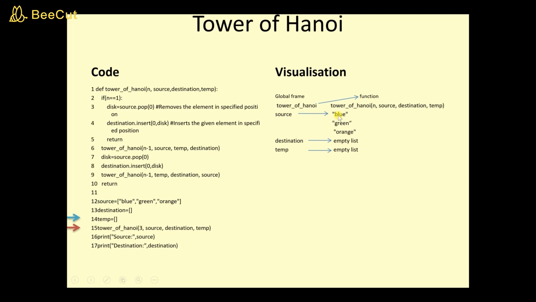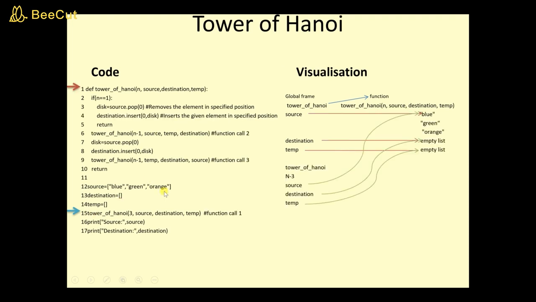You can see I have taken the same order, blue, green, orange, as I have shown you in the previous slides, and now this function is called. I have named it function call 1, this function as function call 2, and this one as function call 3, so that the explanation becomes easier later on and it won't get confusing.